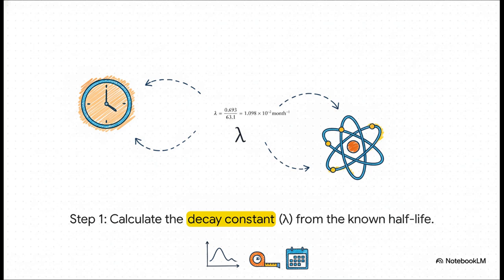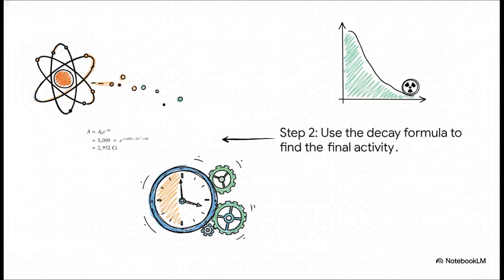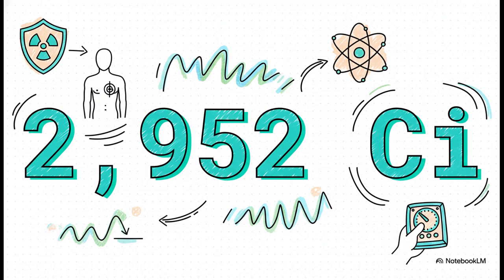But our big decay formula needs lambda, the decay constant. So the first thing we've got to do is use our little conversion formula to turn the half-life into the decay constant. This just gets the number into the right format for our main equation. And now for the final step. We have all of the pieces of the puzzle. We just take that decay constant we calculated, plug it into our exponential decay law along with our starting activity and the time that's passed, and we just let the math do its thing. And there we have it. 2,952 curies.